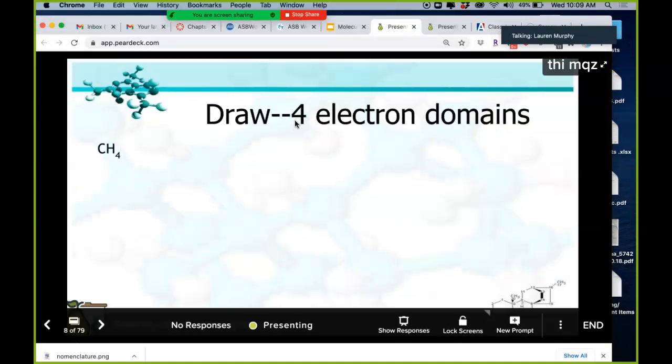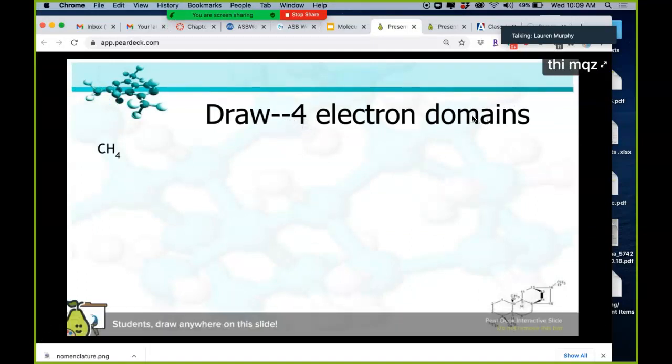Okay, now we're going to work with 3 different molecules that all have 4 electron domains. What does that mean? That means there are 4 groups of electrons around the central atom, and they're either groups of electrons in bonds or they're groups of electrons in lone pairs. It doesn't matter, just 4 groups of electrons. And remember, a lone pair is considered a group or a domain. So this is methane, so please take a second to draw it.